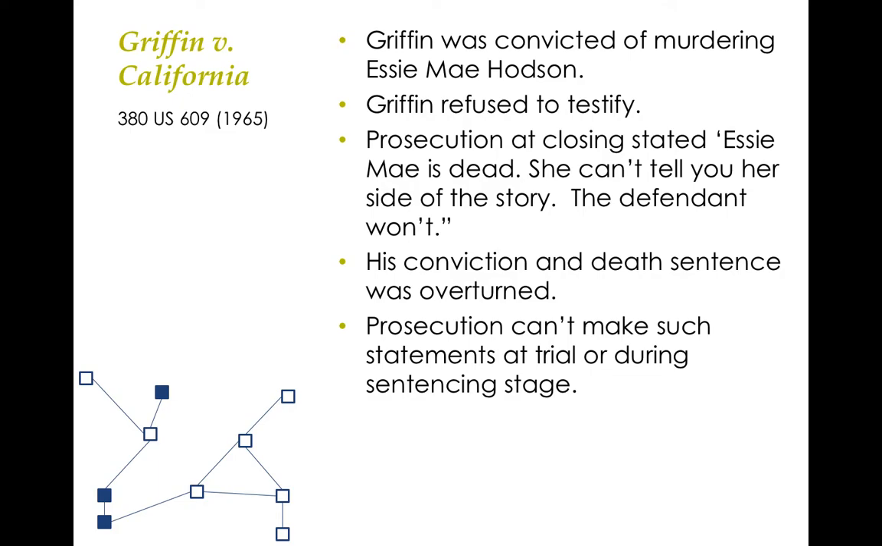So in 1965, in Griffin v. California, Griffin is convicted of murdering Essie Mae Hodson, and he refused to testify. At the closing, they stated, Essie Mae is dead. She can't tell her side of the story, and the defendant won't. Because they made a statement to the fact that this defendant had invoked his Fifth Amendment rights, they're basically saying, he won't tell you, so obviously he must have done it. His conviction and the death sentence were then overturned because you can't make these statements at trial or during sentencing.